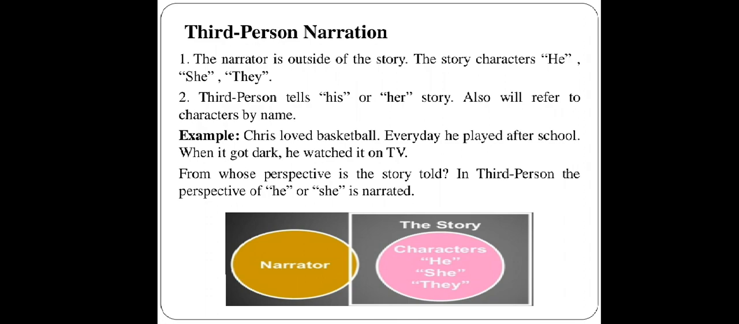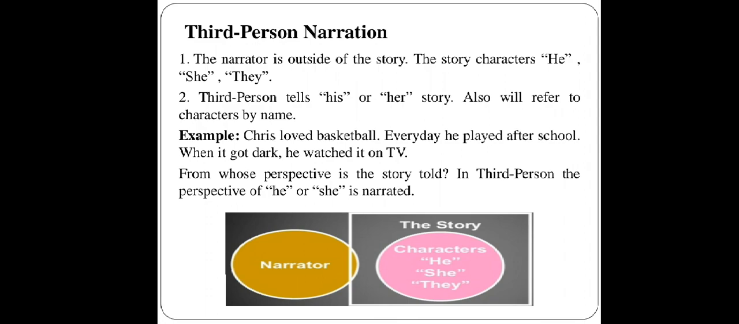Third person narration. The narrator is outside of the story. The story characters, he, she, they. Third person tells his or her story, and will also refer to characters by name. Example, Chris loved basketball. Every day he played after school. When it got dark, he watched it on TV.